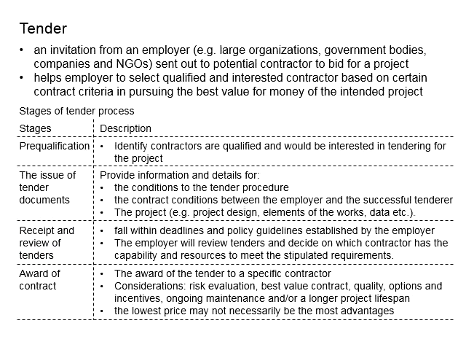Normally, there are deadlines for submissions by the contractors, and this is normally clearly stated in the conditions to the tender procedures as well as the policy guideline established by the employer. Now that the employer has received the tenders submitted by the contractors, the employer will review the tenders and decide which contractor has the capability and resources to meet the stipulated requirements. Typically, there will be more than one contractor bidding for the project, and the employer will need to study the tender documents submitted by different contractors, comparing their proposals as well as the proposed cost of construction, to decide which contractor is suitable for the project.